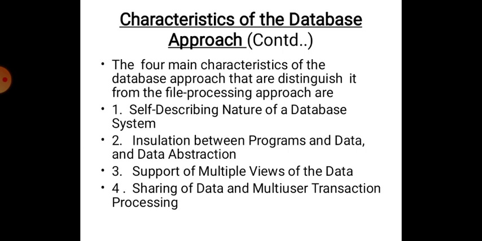Now let us know what the characteristics of the database approach are. The four main characteristics of the database approach that distinguish it from the file processing approach are: 1. Self-describing nature of the database system. Second, insulation between programs, data, and data abstraction. Third, support of multiple views of the data. And fourth, sharing of data and multi-user transaction processing. So these are four important characteristics of the database approach. We'll study them one by one.